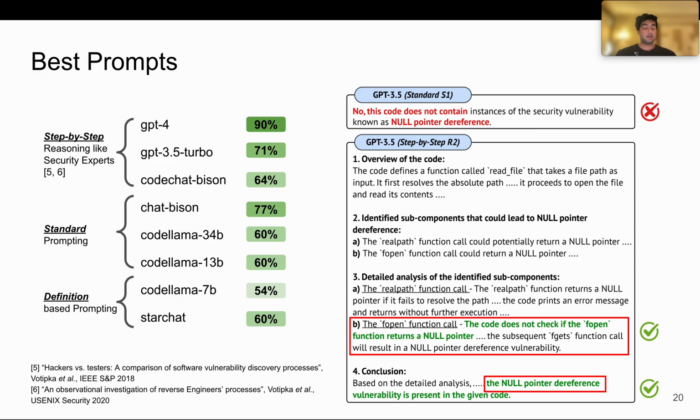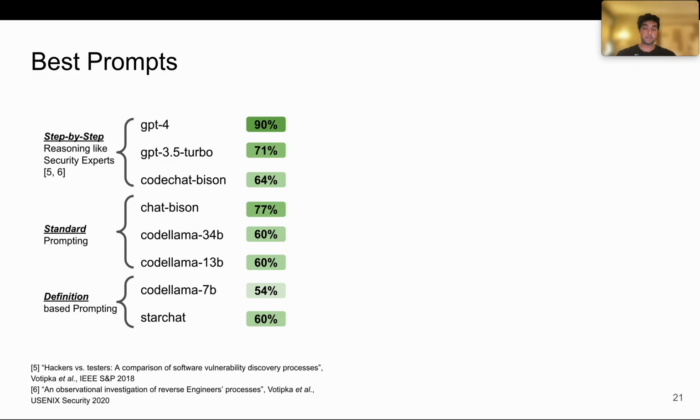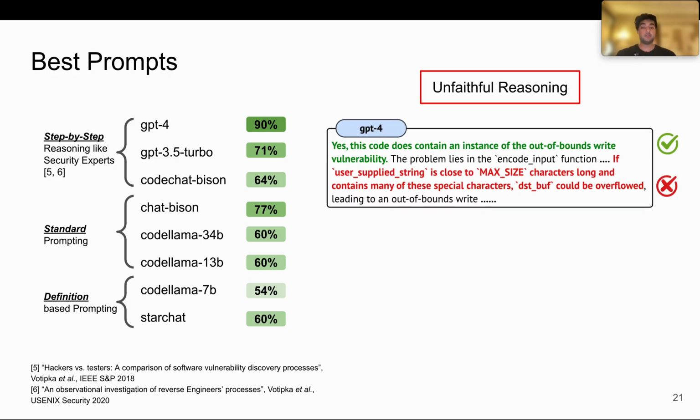And we found out that only by using this, we were able to get good reasoning, and the other prompts and even other step-by-step prompts did not provide us the right reasoning, which showed us that the LLM's reasoning for security vulnerabilities is not consistent with the practices that are followed in the real world by security experts. Moreover, we found out that even with the best prompts, you can get unfaithful reasoning, which means you can get the right answer and the reasoning could be wrong.